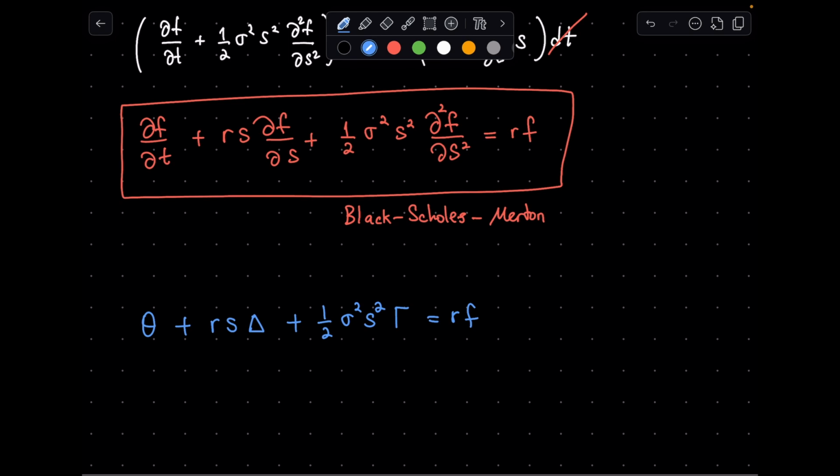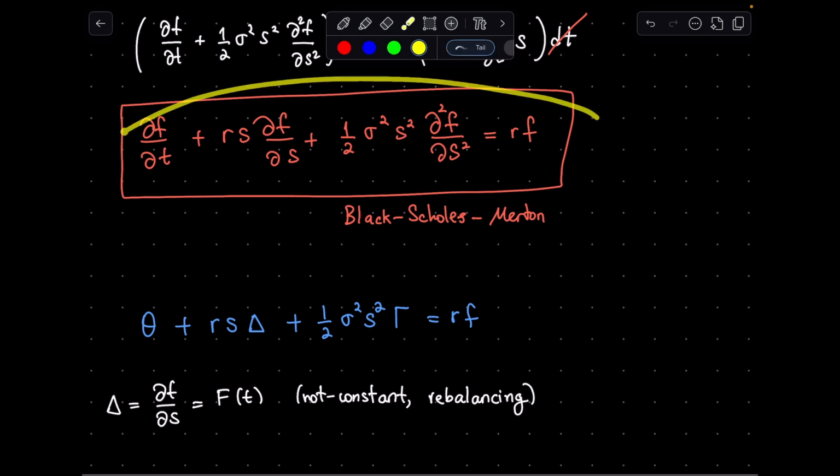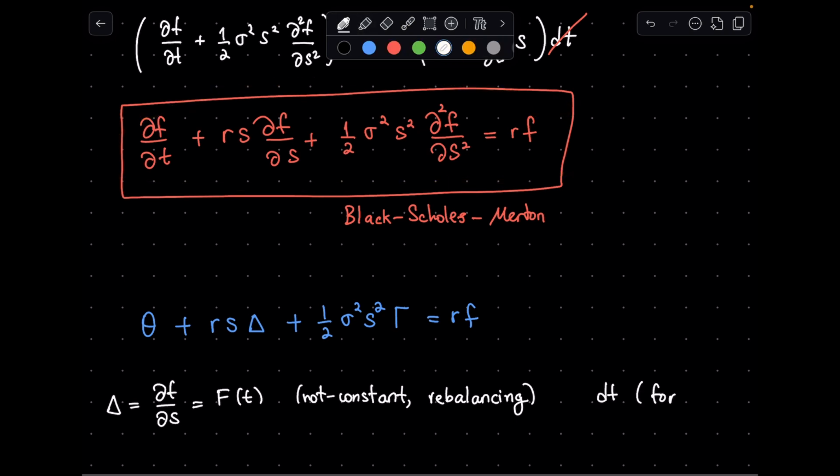Let me mention a few last things. This delta in our portfolio is actually not constant, but a function of time. So if you want to keep a portfolio risk-free, you have to be constantly rebalancing your portfolio. But for the purposes of deriving this partial differential equation, we don't really care about that. All we need is that the portfolio is risk-free for an infinitesimal amount of time dt.